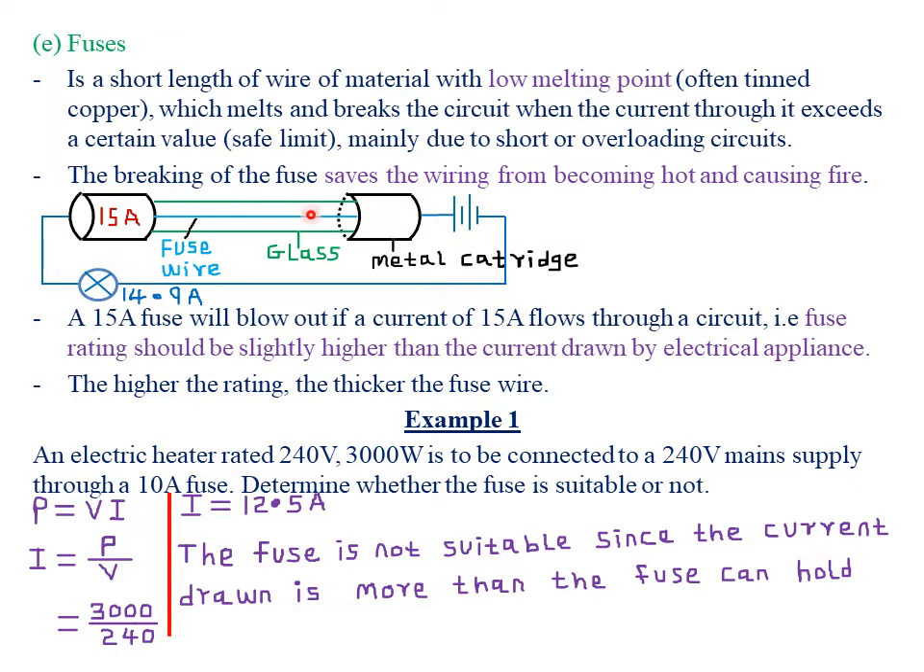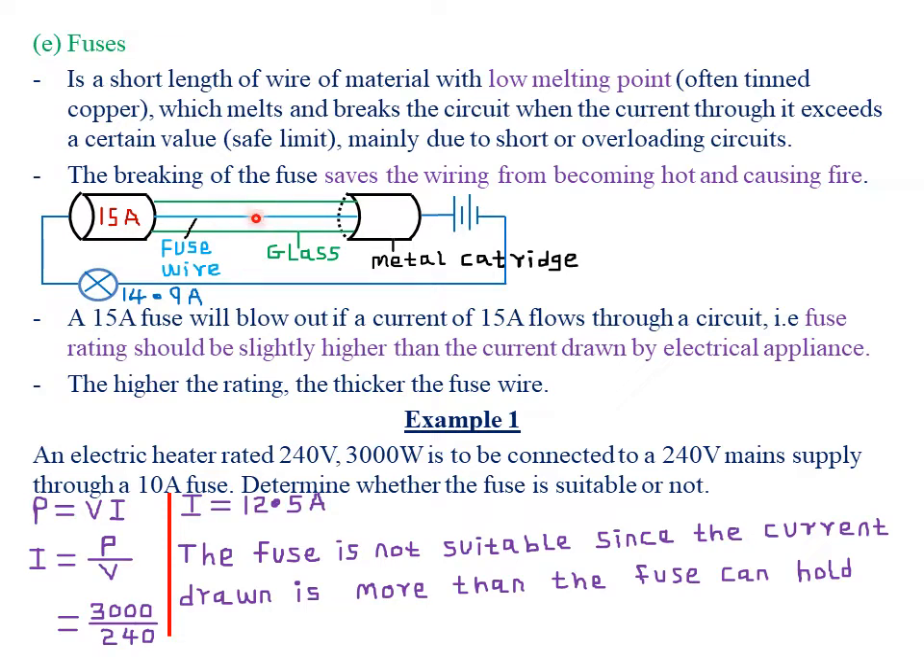Because if a current, for example, of 16 amperes flows through this particular fuse, the wire will be heated. Remember, the electrical energy will be converted into heat energy. So that particular heat will cause our fuse wire to melt, because we have said it is made of a tinned copper wire, which is a material of low melting point. Therefore, if excess current flows through this particular fuse, that current will cause the electrical circuit to heat up, and therefore the fuse wire, when the temperature increases or when the electrical energy is converted into heat energy, that heat will make the fuse wire to melt away.